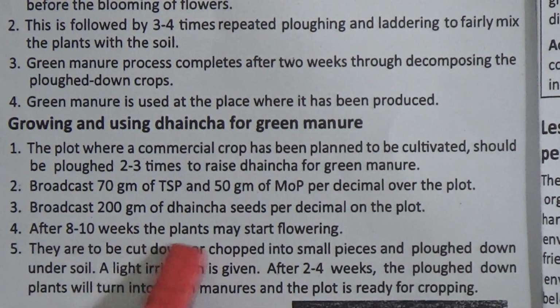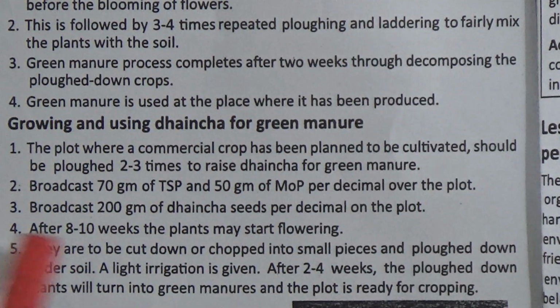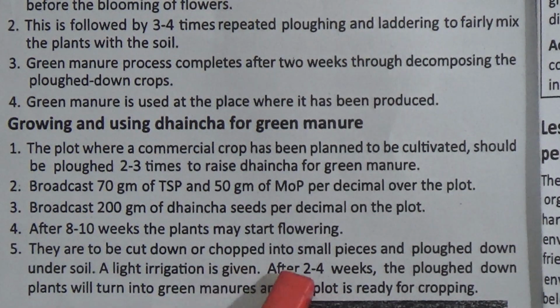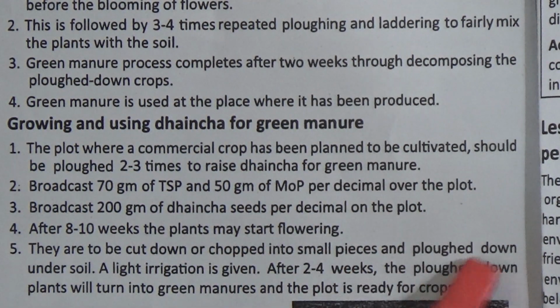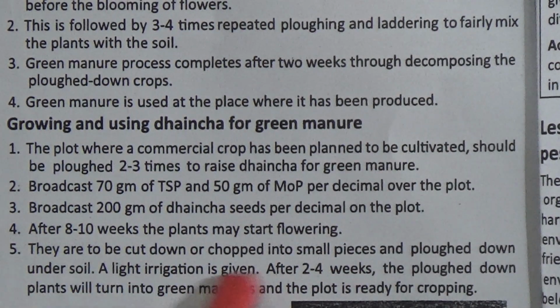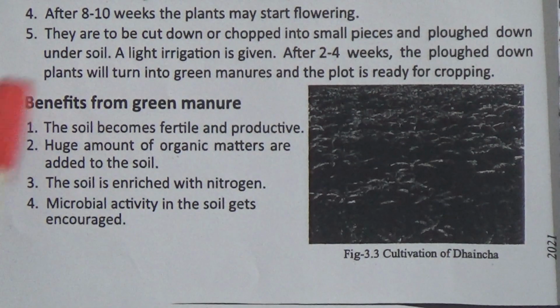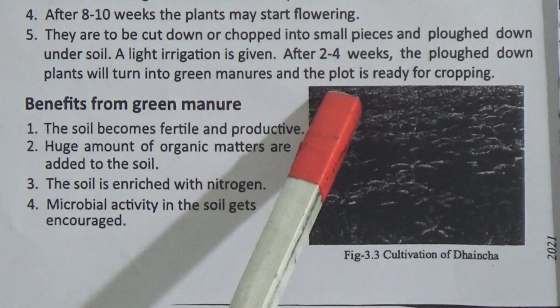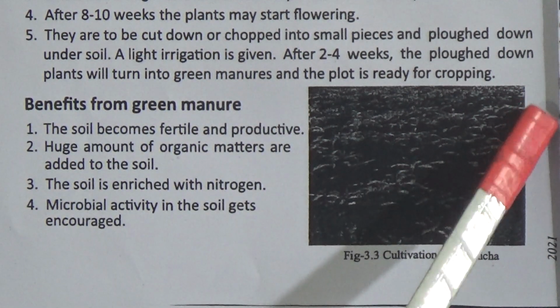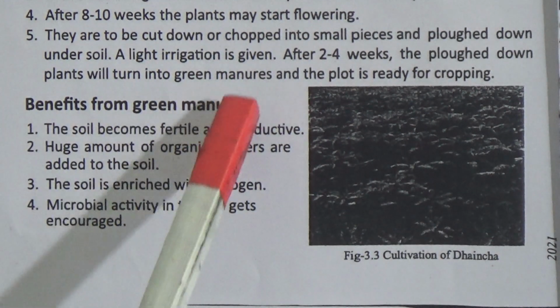After 8 to 10 weeks, the plants may start flowering. They are to be cut down or chopped into small pieces and plowed down under soil. A light irrigation is given. After 2 to 4 weeks, the plowed down plants will turn into green manures and the plot is ready for cropping. Benefits from green manure.